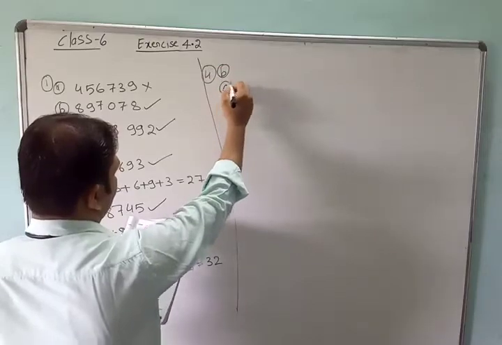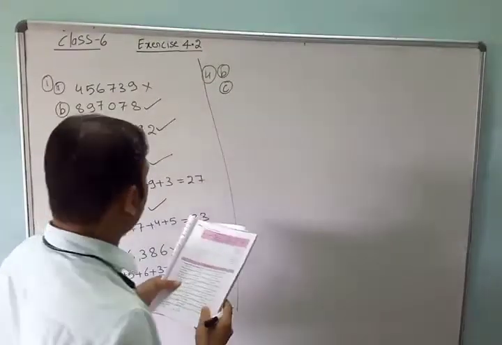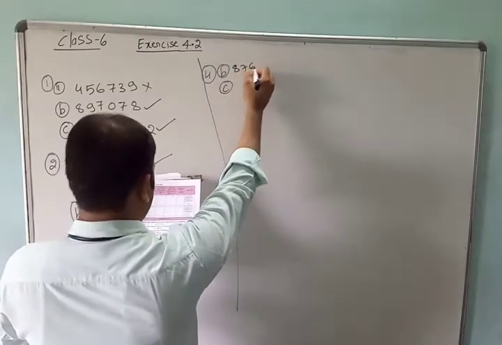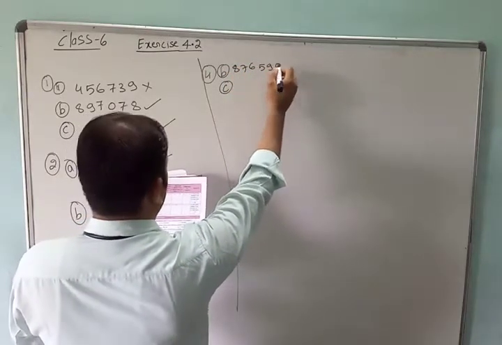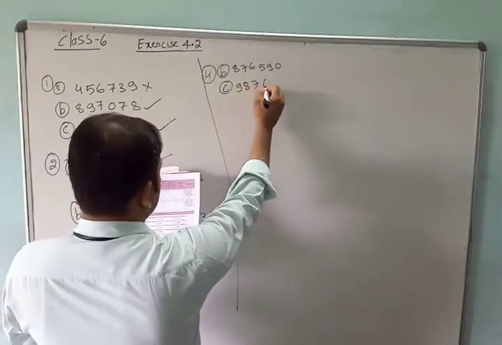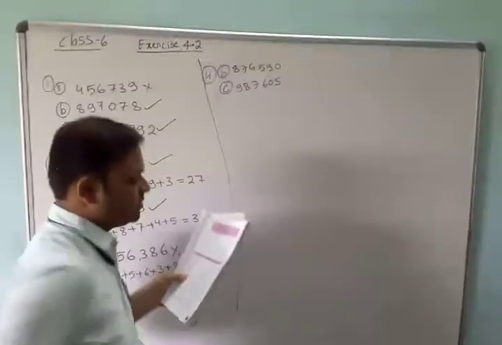And C option is correct, because in both the options the last digit is 0 or 5. 8, 7, 6, 5, 9, 0: its last digit is 0. 9, 8, 7, 6, 0, 5: its last digit is 5.